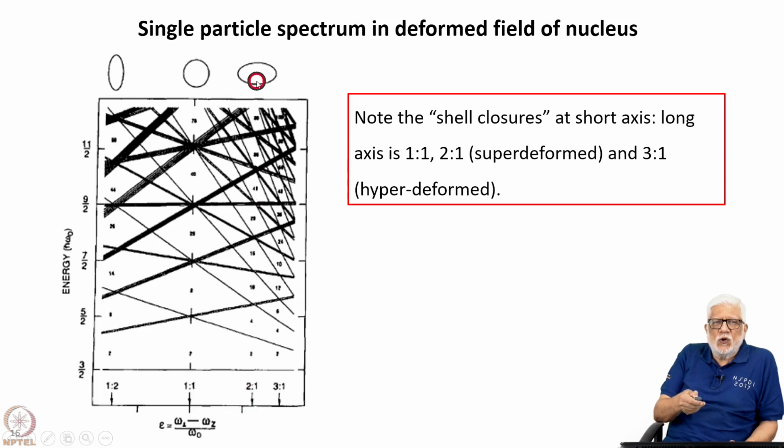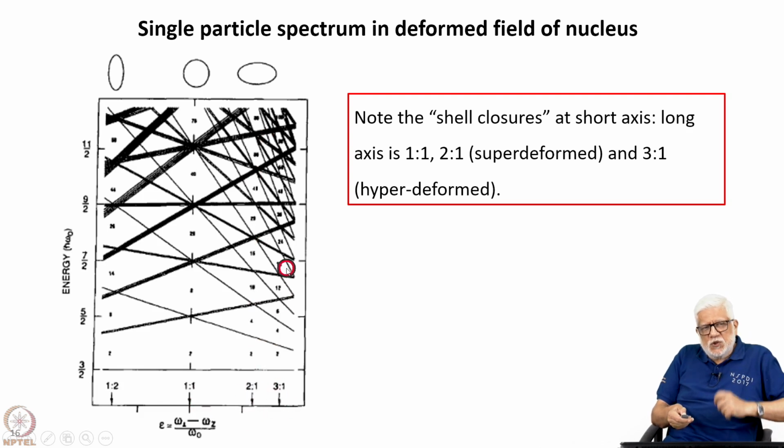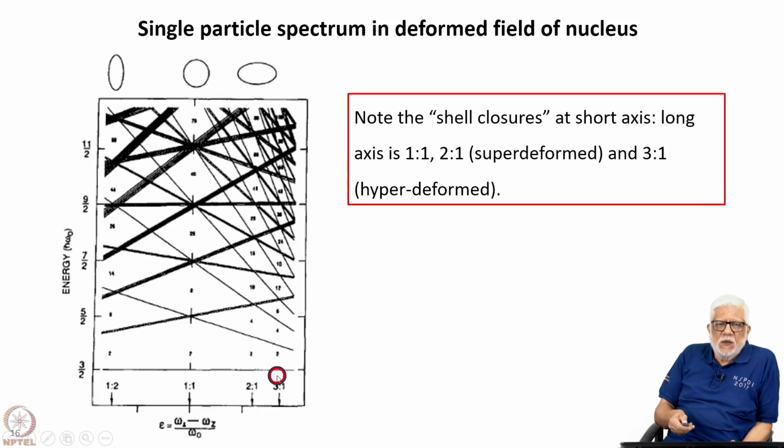Okay. So, there appears to be a kind of quote unquote shell effect or shell closures at deformations which are not 0, but correspond to a long to short axis of 2:1, but also with a smaller shell effect, it exists also at even higher deformations where the long axis to short axis is a ratio of 3:1. So, the 2:1 is called the so-called super deformed state, which I think we will see an example of, and hyper deformation where this is 3:1.